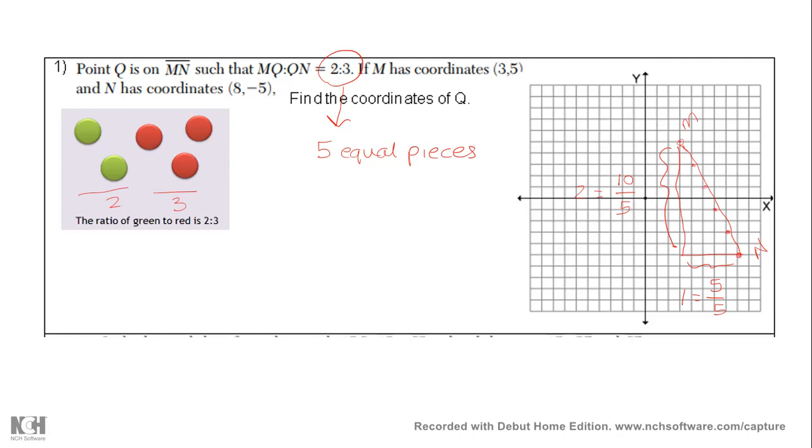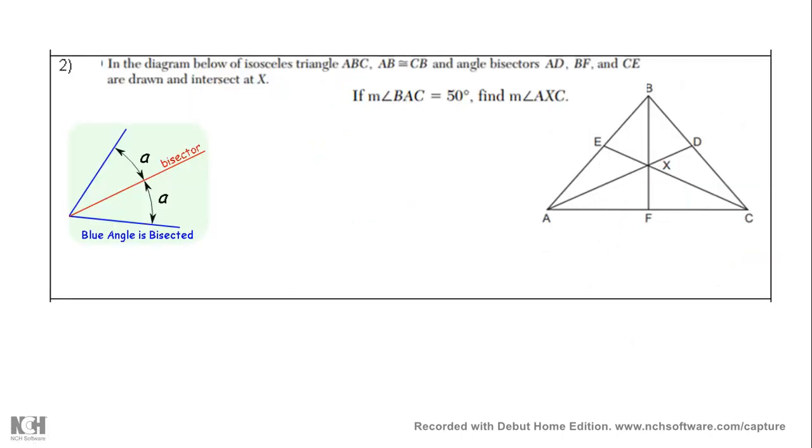So I have 2 pieces, and then I have 3 pieces: 1, 2, and then 1, 2, 3. That means this point right here is Q. So Q is at (5, 1). Okay, let's go on to number 2.